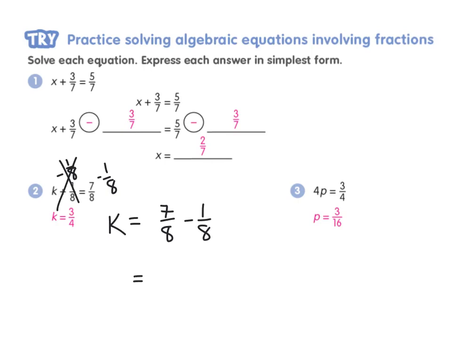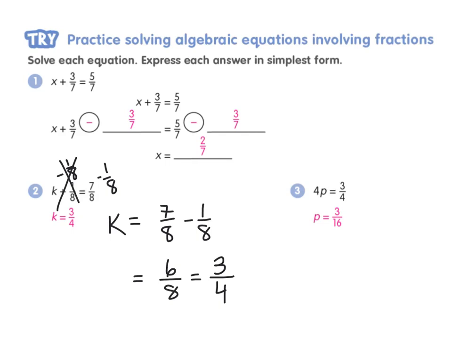In order to subtract fractions, as long as the denominator is the same, the denominator stays the same. And for the numerator, we do 7 minus 1, which gives us 6. Now we can simplify this by dividing the top and bottom by 2. 6 divided by 2 is 3, and 8 divided by 2 is 4. So the final answer is 3/4.